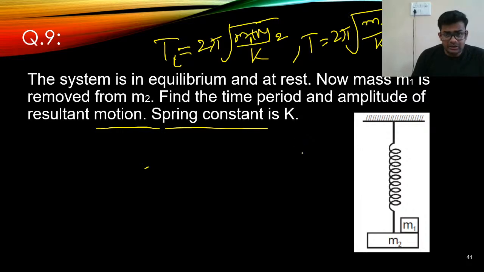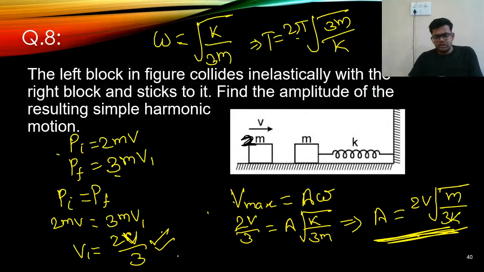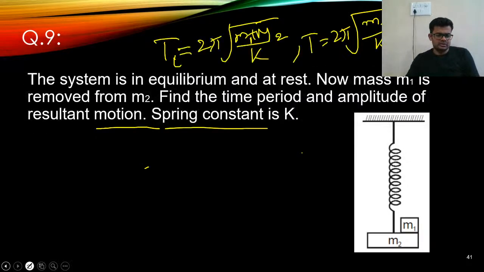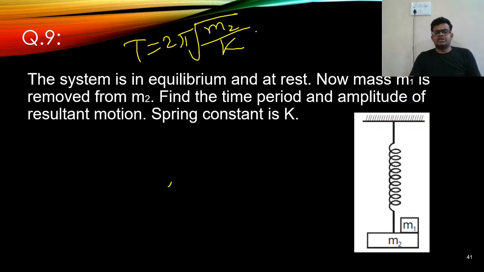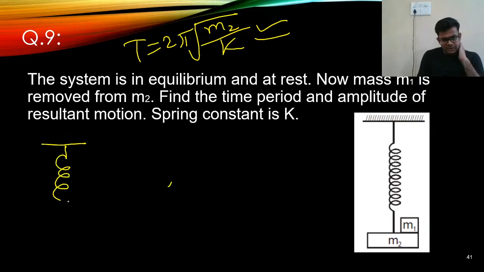Now we need to write. I think you are not able to see this, right? Okay, so what is the time period? T will be equal to 2 pi root of the final mass, which is m2, divided by K. This is the answer for the time period. Now, what is the amplitude? So listen, how to do it. This is the spring.